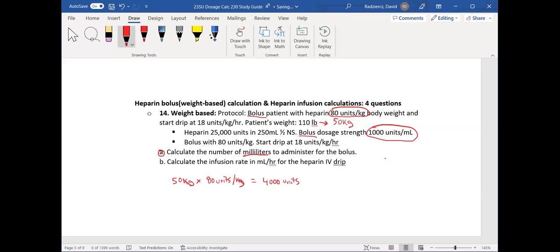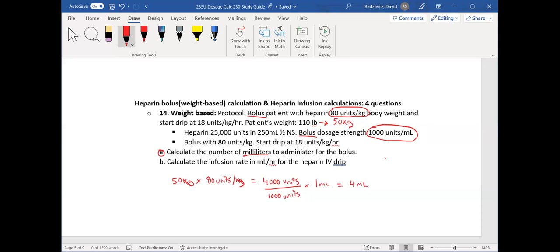Now, if I wanted units, great, that would be my answer. But with heparin, we don't want units because it tells us we're looking for milliliters. So I'm going to use my bolus dosage strength of 1,000 units per milliliter, and then I'll get an answer of 4 milliliters. So that's how you would calculate the bolus dose.